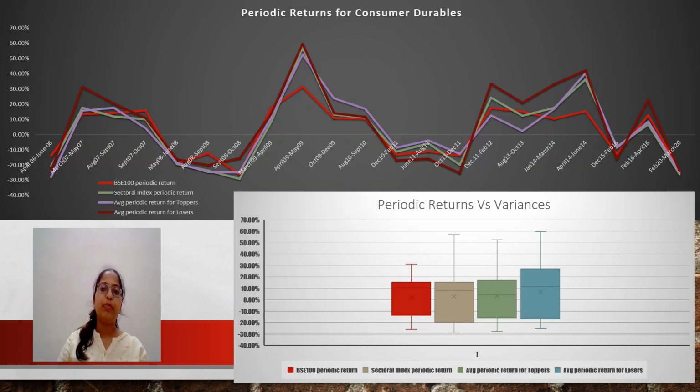In the period returns for consumer durables, we see that BSE 100 has given returns lower than the top 3 performers and top 3 losers, except for the period 2008 and 9, which is the financial crisis period. The top 3 performers and losers gave returns almost the same, which means in the consumer durables index, it is irrelevant which company you have chosen. Any company would have given the same returns. The sector index does not provide returns more than the top 3 performers except for the period 2013 and 14. From the box and whisker graph, it is clear that the average period return for losers has the highest variance, so it would be preferable to people with low risk aversion characteristics.